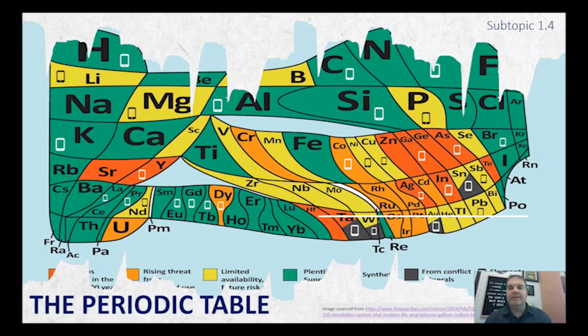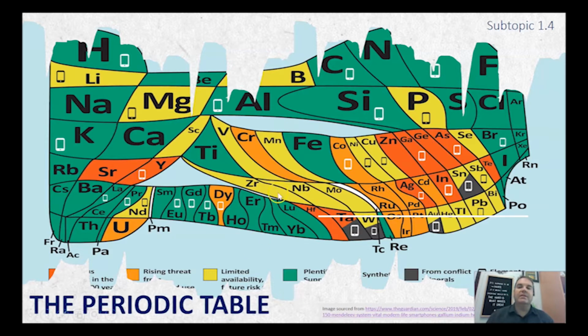Hi, welcome to the next video for the first topic in Year 11 Chemistry, Materials and their Atoms. This is subtopic 1.4, which is looking at the periodic table. And this periodic table looks a little bit different from what you would have seen before. But this is a periodic table which is now showing the relative abundance of atoms in the Earth.